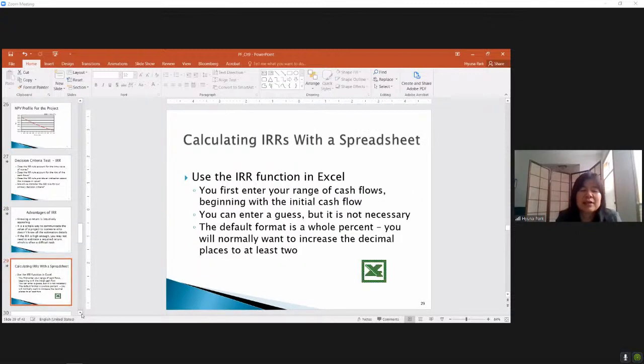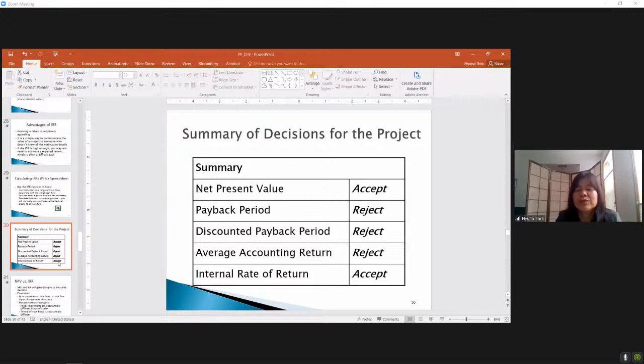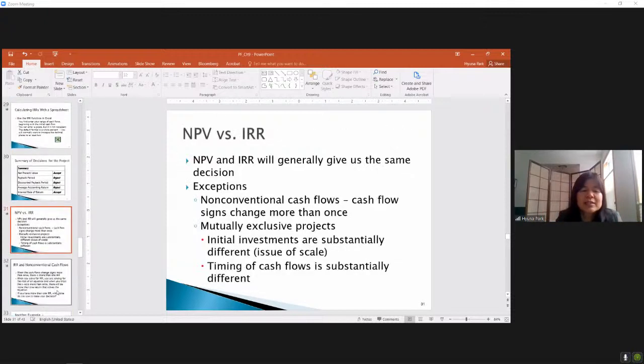And the next slide I already explained. This is the summary of applying those 5 rules to the sample project. The next slide shows a quick comparison between NPV and IRR. The good news is NPV and IRR usually give us the same answer, accept or reject.